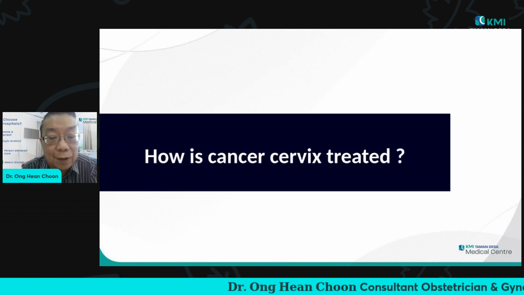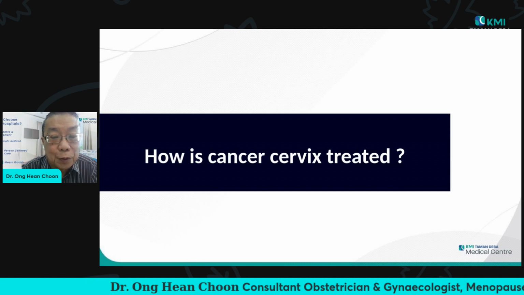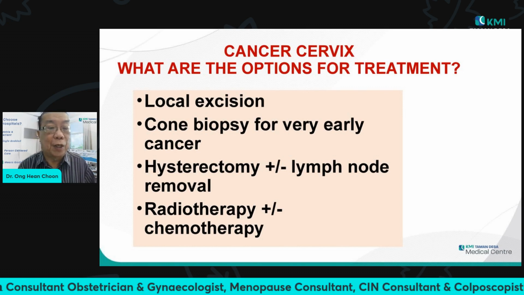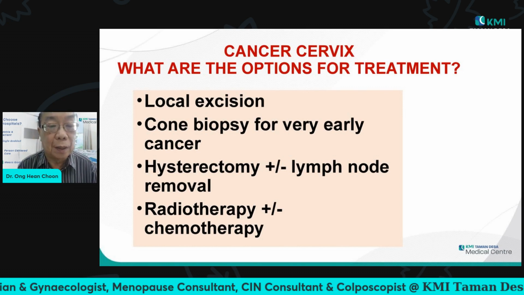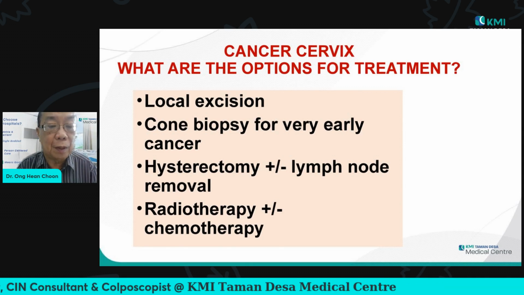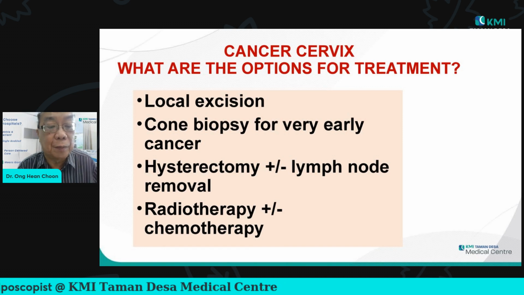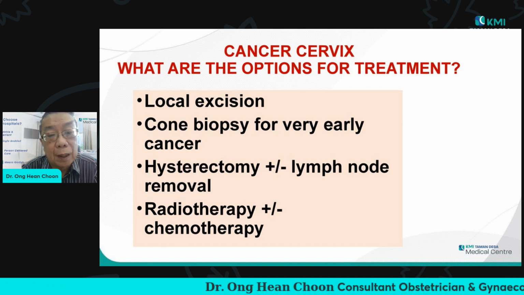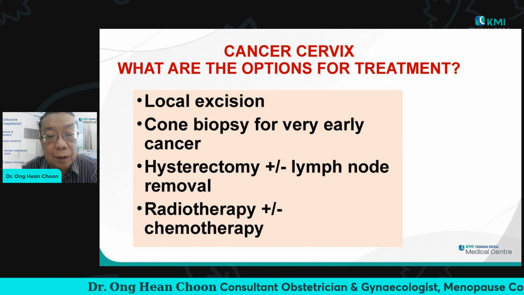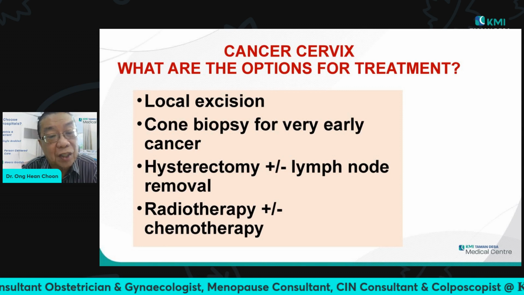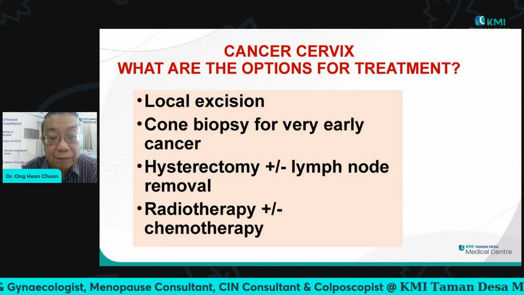So, how is cervical cancer treated? Just to give you some info, there are so many ways of treatment, but basically, in those that we see, they are already in the later stages of cervical cancer. We may have to do a hysterectomy. In this case, we call it a radical hysterectomy and lymph node sampling. And then we may have to combine it with radiotherapy or chemotherapy. I will not say so much about all these things because our hope is that we don't see any cervical cancer anymore. We should catch them when they are at the stage of precancer.